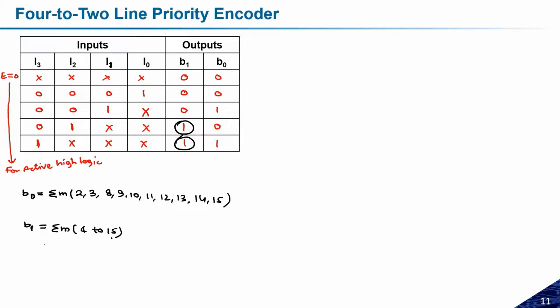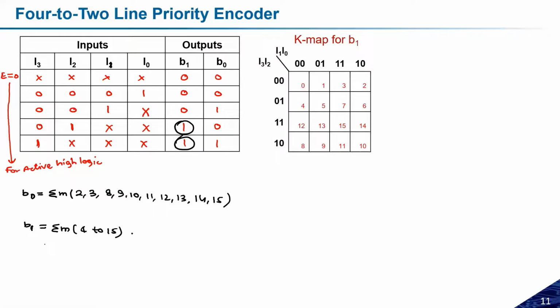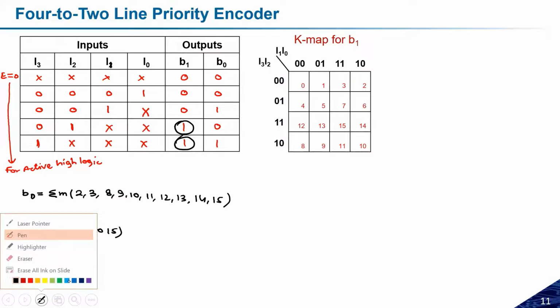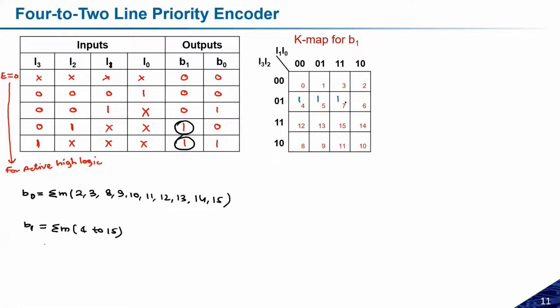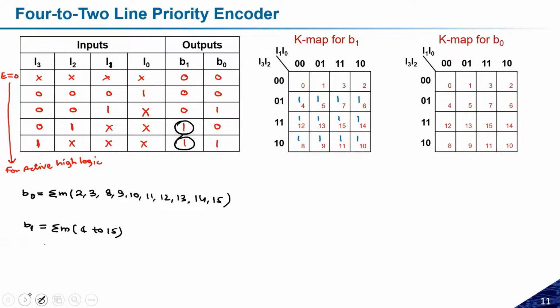Once you are ready with this, you need to solve the K-map and you will get the simplified circuit. So let us try to make the K-map for B1. B1 is like 4 to 15, which will look something like this: 1, 1, 1, 1, 1, 1, 1, 1, 1, 1, 1, and 1. So all these will be 1. Similarly for B0, we will have 2, 3, 8, 9, 10, 11, 12, 13, 14, and 15. So this will be the set.